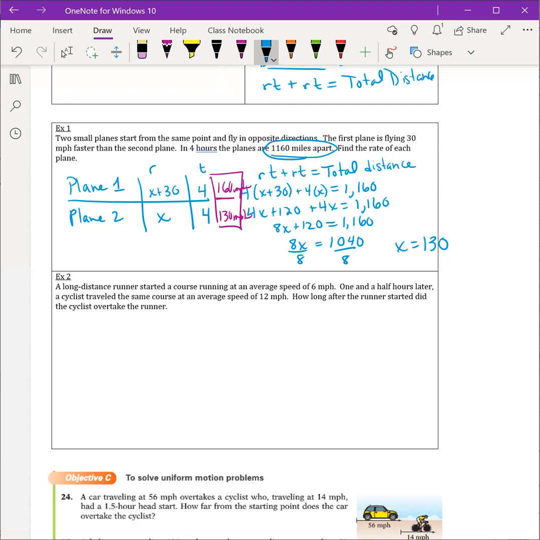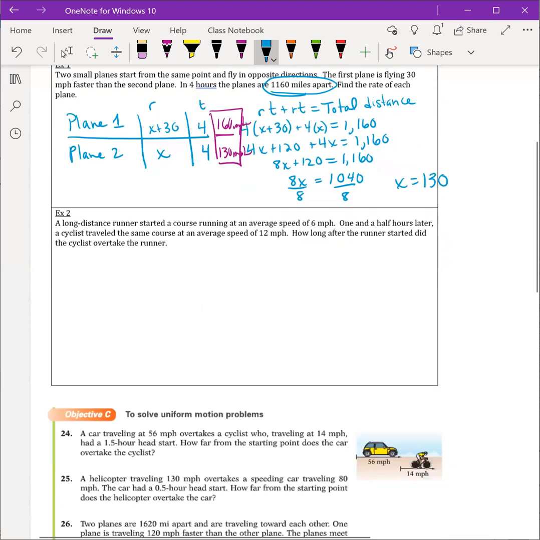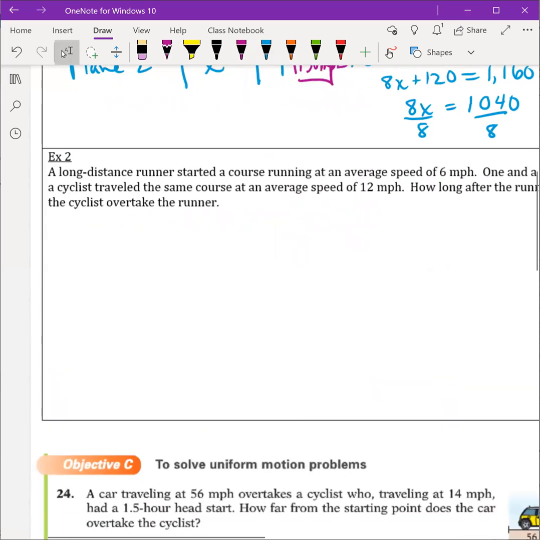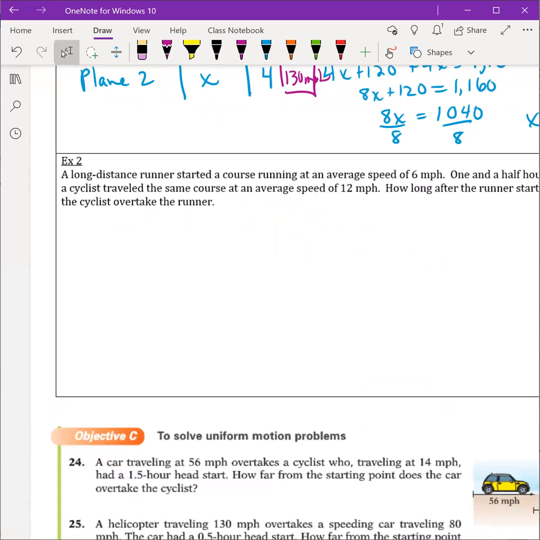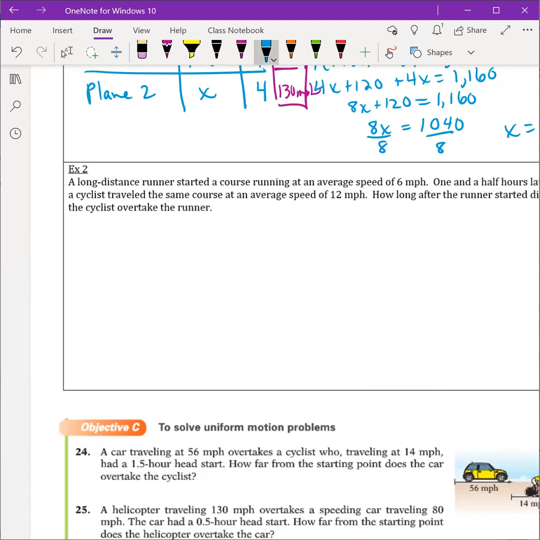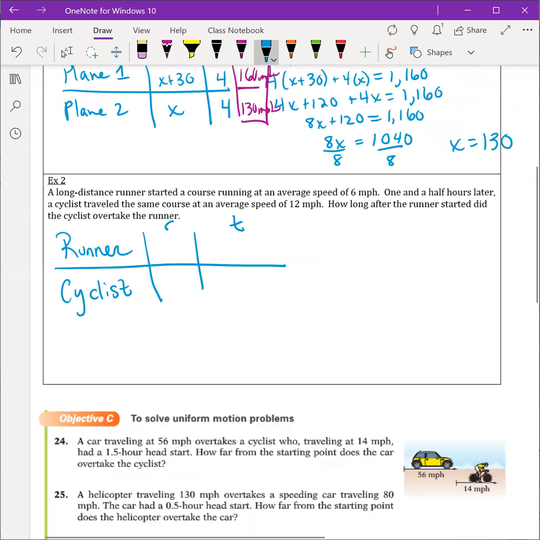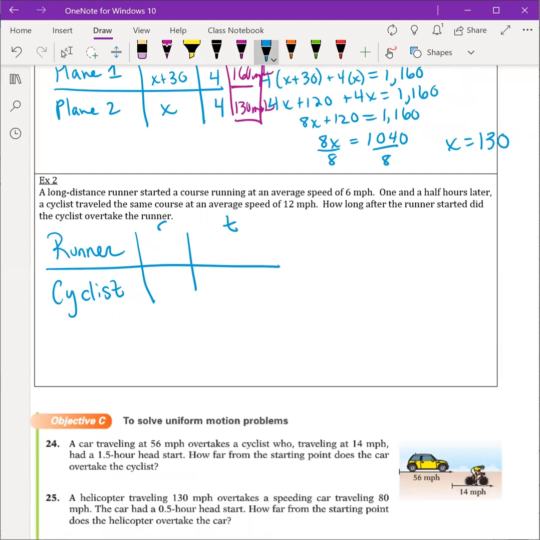These tend to be a little bit tricky. See if you can make your chart. We have a runner and a cyclist. Do they tell us how far apart they are? Nope. So we're doing the rates and the time. See if you can fill in the rates and the time. So the rates are easier.